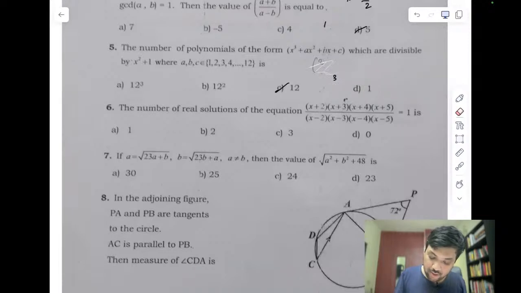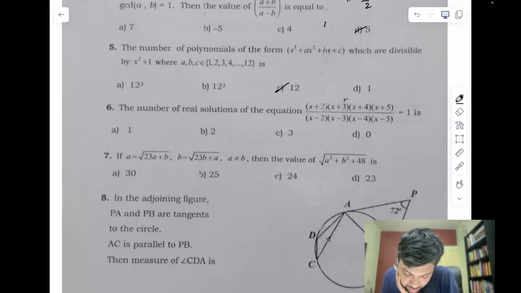Okay. All right. So problem number 6. Number of real solutions of the equation x plus 2 into x plus 3 into x plus 4 into x plus 5 divided by x minus 2 into x minus 3 and so on. How many real solutions do you have here? Once x crosses a certain number, if you keep adding and multiplying, it will only increase. So it will never be equal. It should be somewhere when it is small.